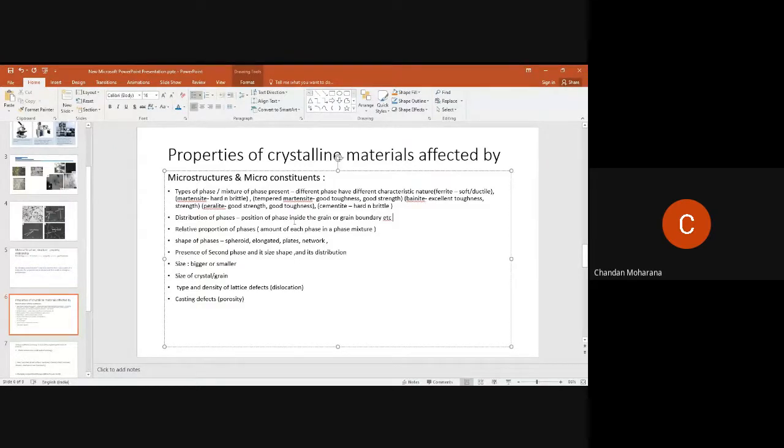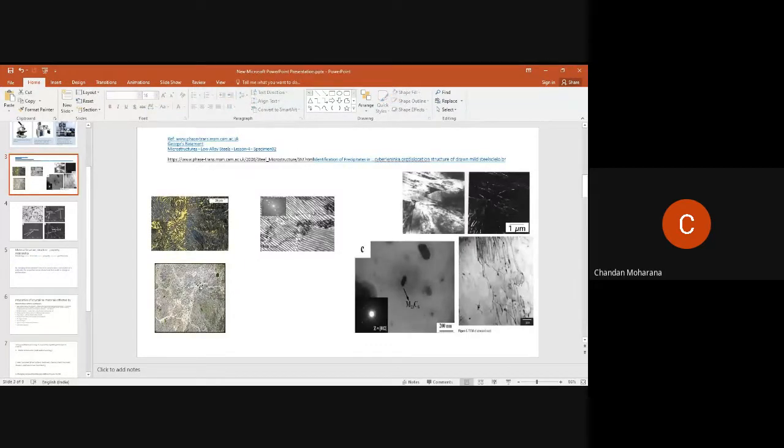Anyways, your distribution of phases. Distribution of phases means where the phases are getting distributed. Suppose this is a hypereutectoid steel and this is the cementite network, a network of cementite forming along the grain boundaries. So is this kind of structure good or bad for the property of steel? Bad. How? Can you justify that?